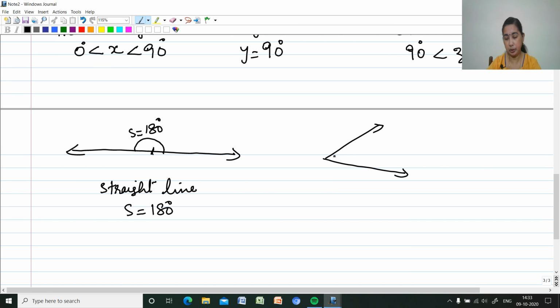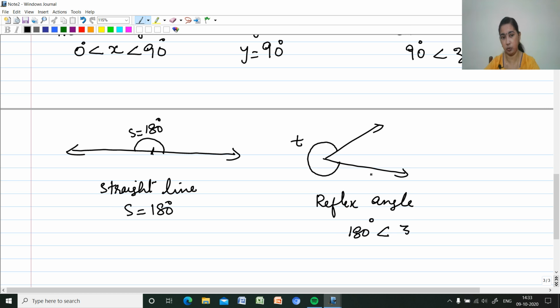For this particular angle, the reflex angle means the outside angle, and we can write it as T. Earlier we took this angle, and its reflex angle is the outside one. We call this the reflex angle. Its measure will be between 180 and 360, that is, 180 less than T less than 360. This is the reflex angle, that is the outside angle. These are a few of the angles.